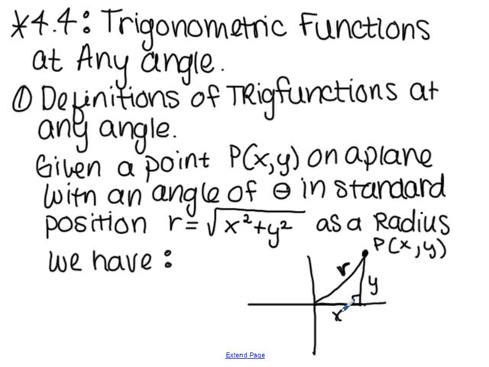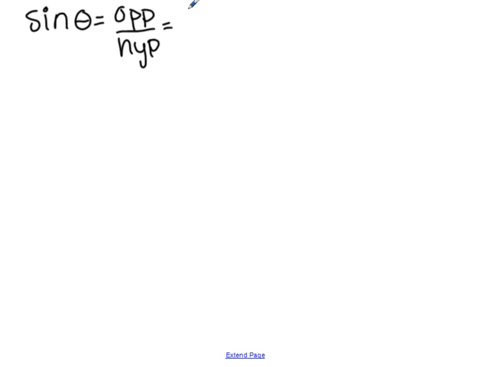For sine, we know it is opposite over hypotenuse. So let's look at our picture. This is my angle theta. Opposite is y. The hypotenuse is r. So therefore, sine is equal to y over r.